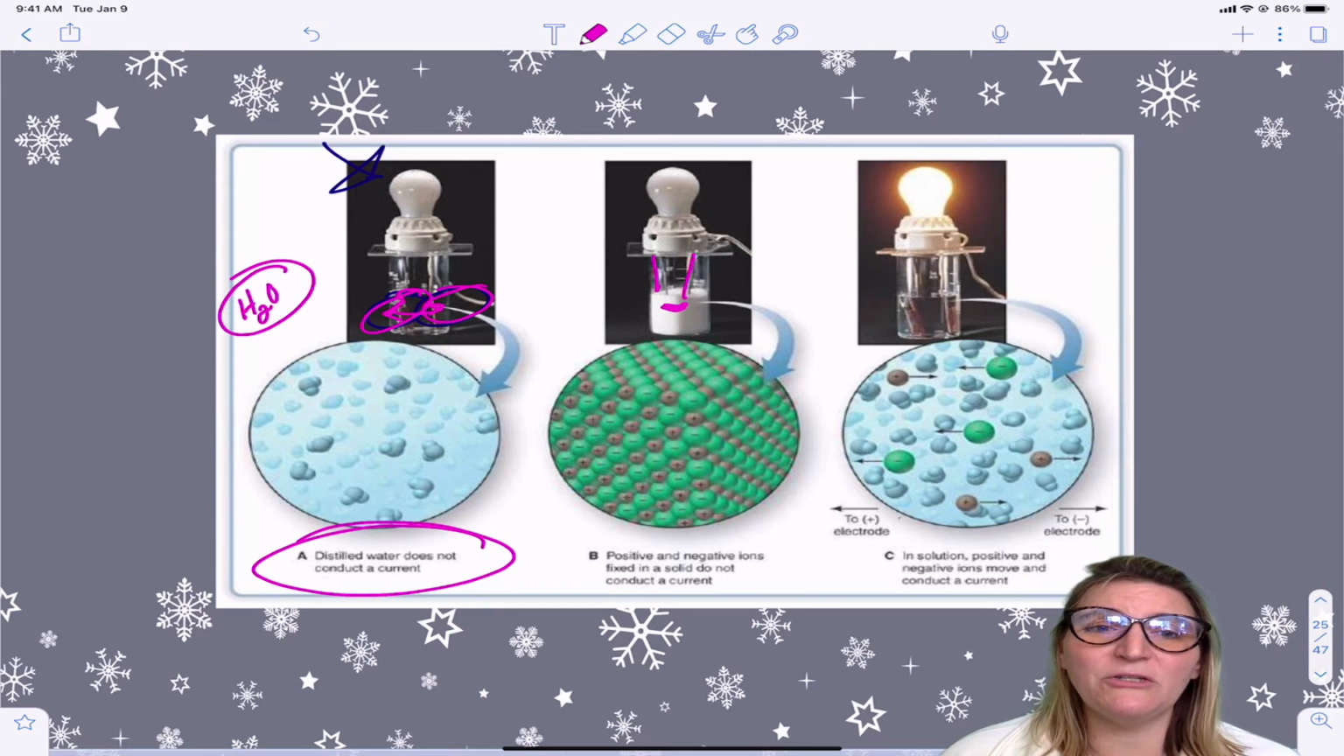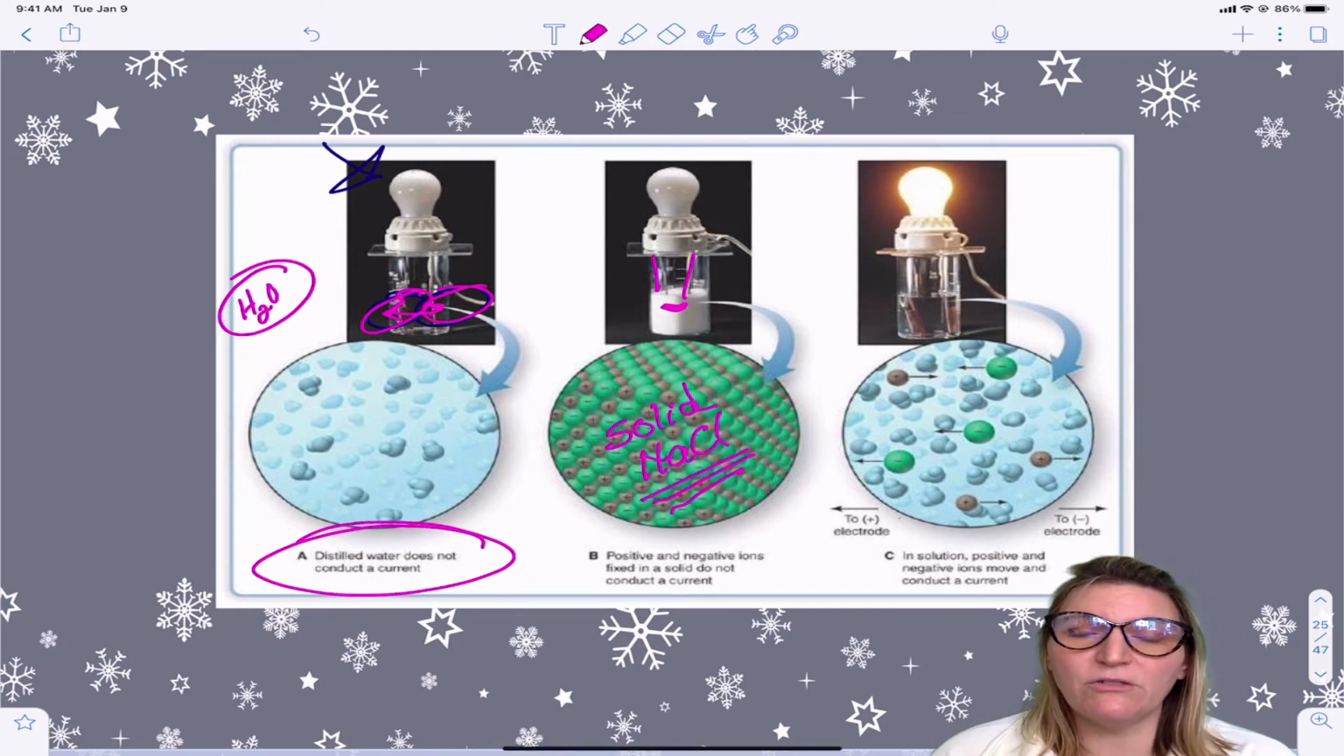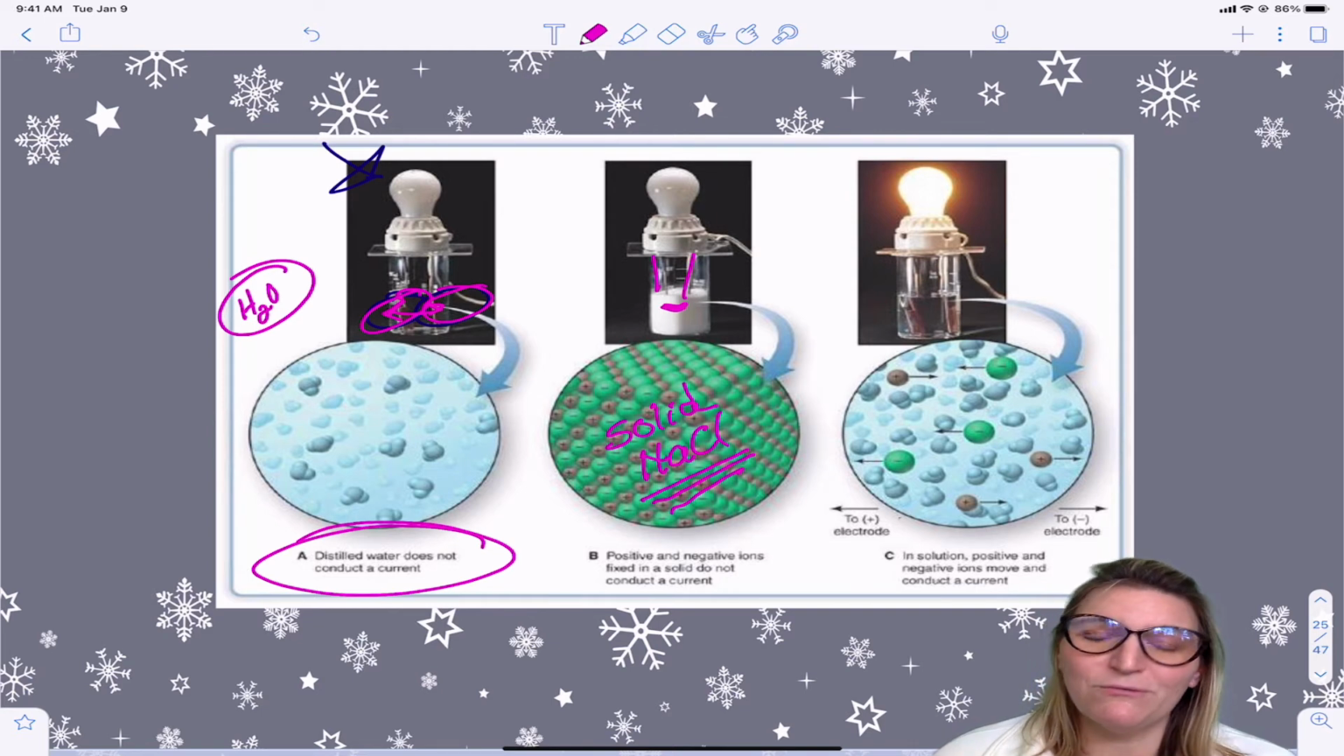You can see in the center here, we have solid NaCl, so full of charged particles. You can see all the charged particles in there, but are they free to move? No. So therefore the light bulb doesn't light.